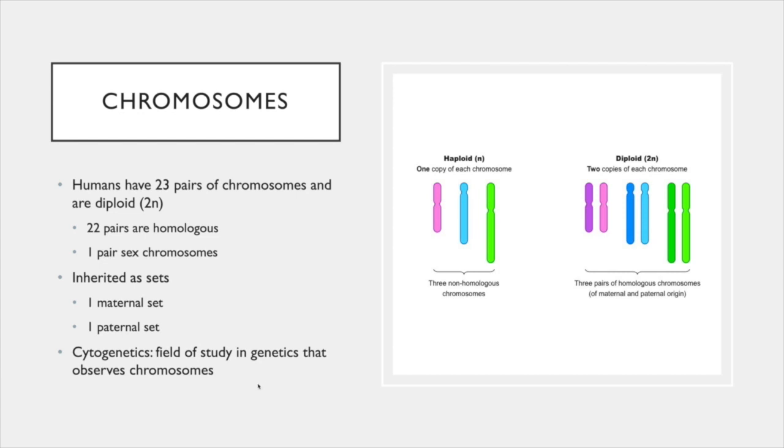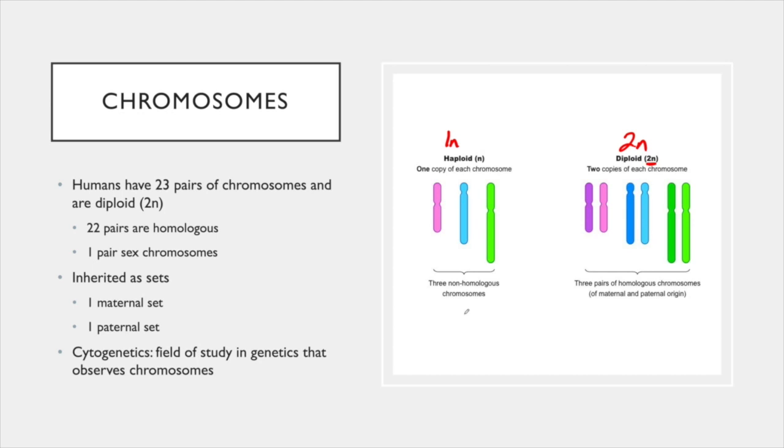Eukaryotic organisms package their genetic information. As humans, we have 23 pairs of chromosomes. We are a diploid organism. As diploid organisms, we are referred to as 2N. This is because we inherit one of each chromosome from our mother, that's maternal inheritance, and one of each chromosome from our father, that's paternal inheritance. So haploid organisms are 1N and diploid organisms are 2N.